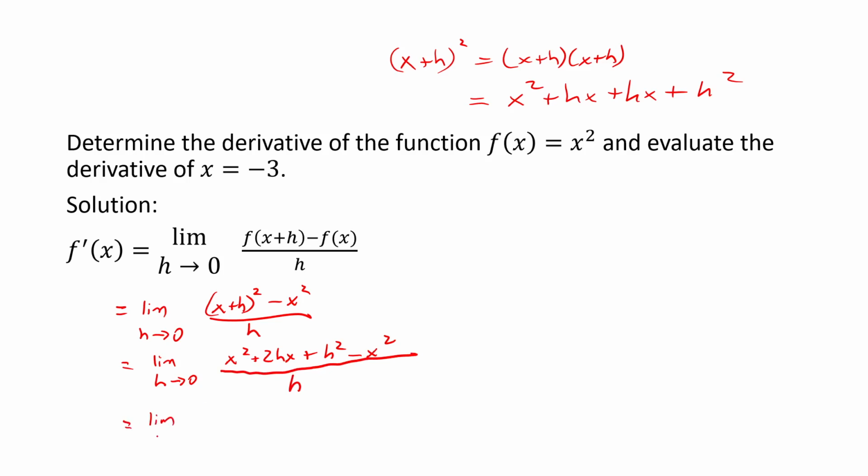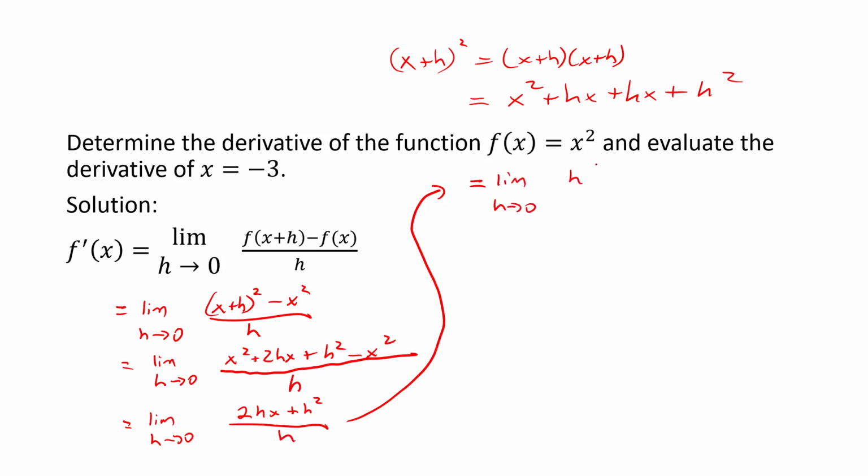So we have the limit as h goes to 0. The x squared and minus x squared cancel out, so we're just left with 2hx plus h squared all over h. I can go up here and factor out the h from the numerator. I'm left with 2x plus h. I still have a factor of h in the denominator. I can now cross these out and I can sub in an h value of 0. 2x plus 0 is 2x.